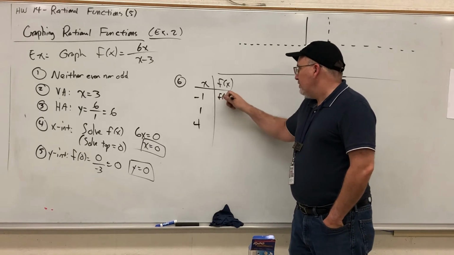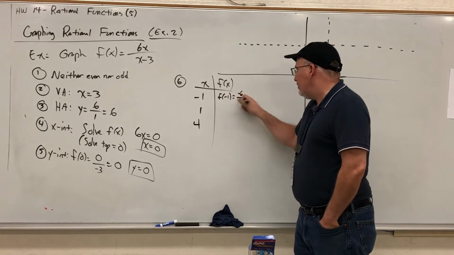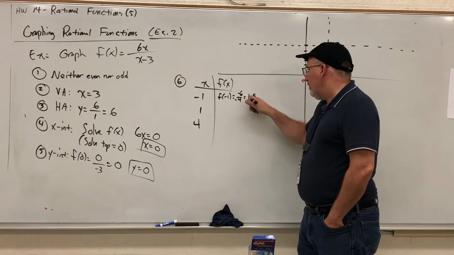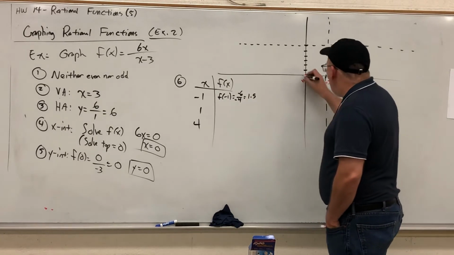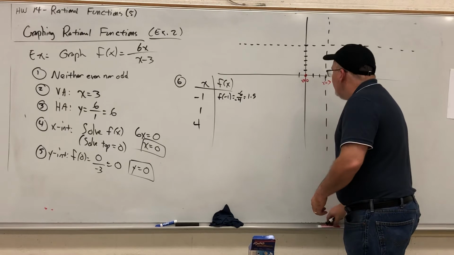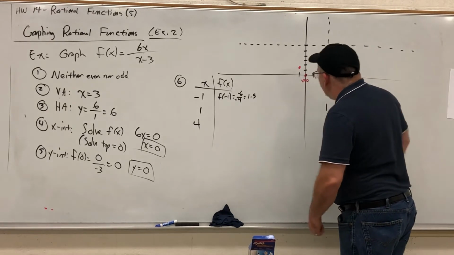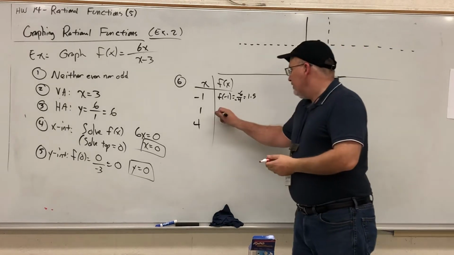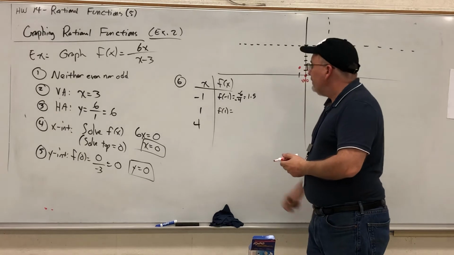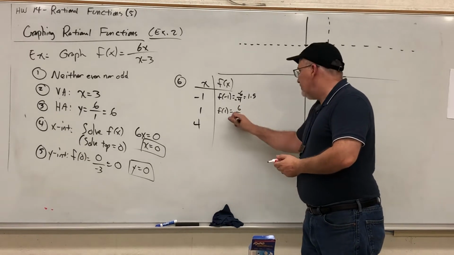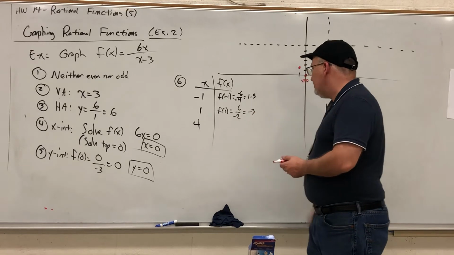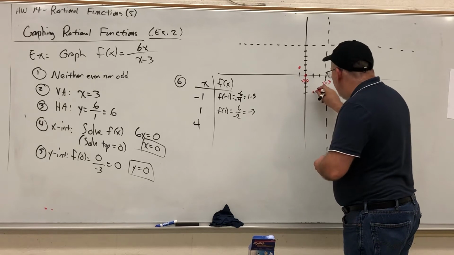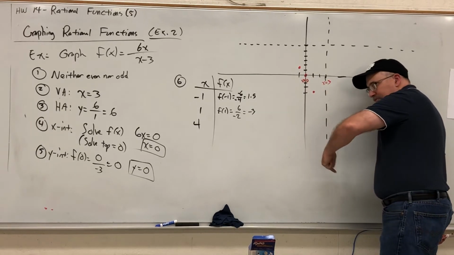F of negative 1 will give me negative 6 on top. Negative 1 minus 3 is negative 4. That reduces and divides all the way down to 1.5. So when I go back 1, I go up 1.5. So about here. This confirms my suspicion that this graph's going to go up towards the horizontal asymptote. Let's put in 1. That gives me 6 on top, negative 2 on the bottom. 6 divided by negative 2 is negative 3. Meaning, when I go over 1, I go down 3. Further evidence that this graph is going to plummet as it approaches the vertical asymptote.